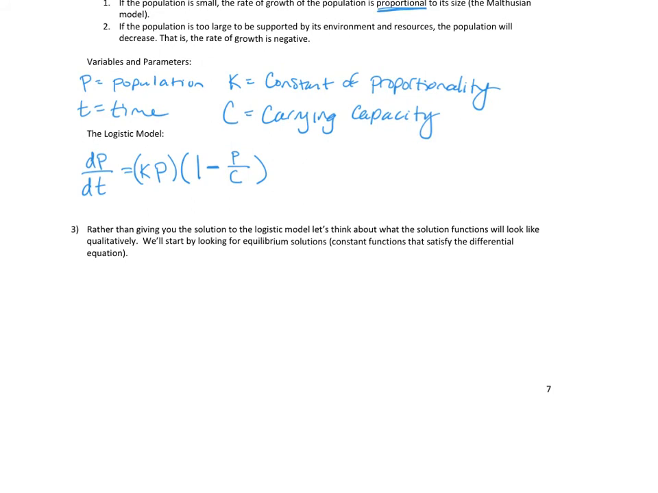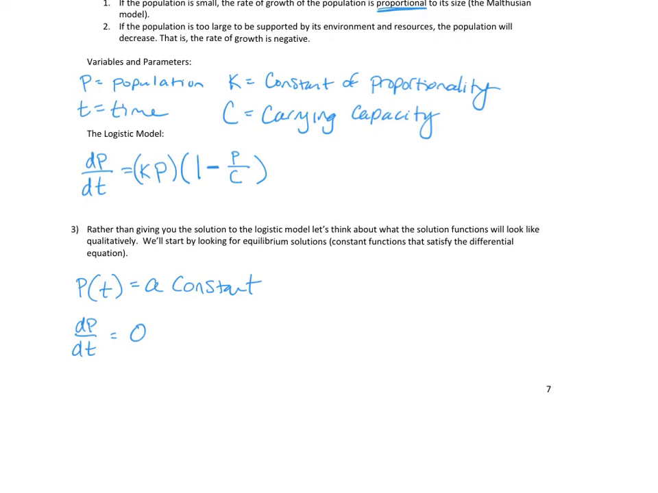Rather than giving you the solution to the logistic model, let's think about what the solution functions will look like qualitatively. So we'll start by looking for equilibrium solutions. Equilibrium solutions are constant functions that satisfy the differential equation. So if P of t is a constant, that will be my solution. I'm looking for solutions that are constants. That means that dP/dt is 0, right? The derivative of any constant is 0. So the way we find equilibrium solutions is by finding places where the derivative is 0.